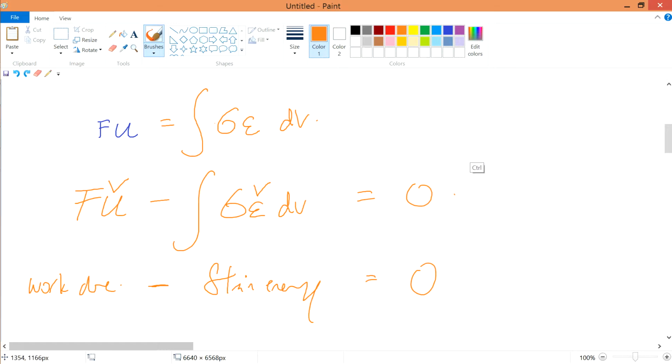Okay, so therefore I just hope that this is pretty clear. This at first is work done minus strain energy. In terms of a virtual, it is just simply a virtual work done minus virtual strain energy. Just the meaning of that.